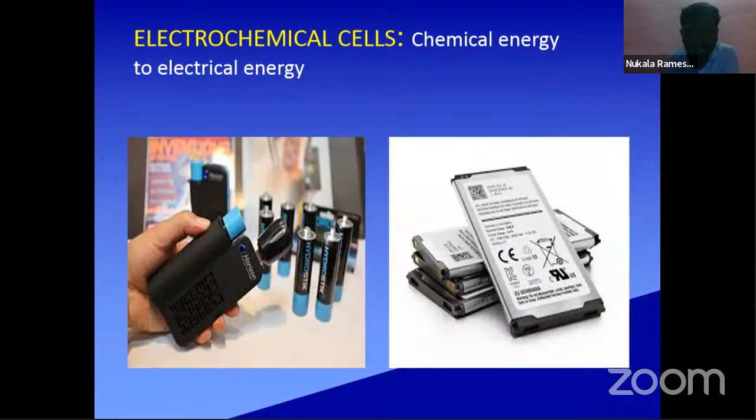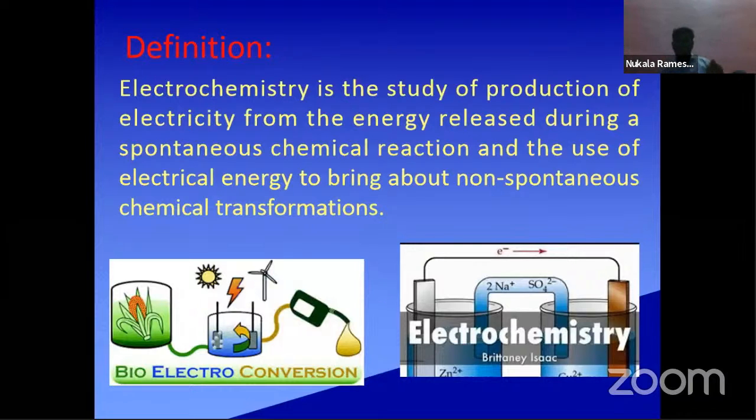Now we will discuss electrochemistry. What are the applications we have seen? Two, three applications. Now, what is the actual definition of electrochemistry? The interconversion between electrical energy and chemical energy, the production of electricity from chemical reactions, and chemical reactions taking place by using electricity. These two processes are called electrochemistry.